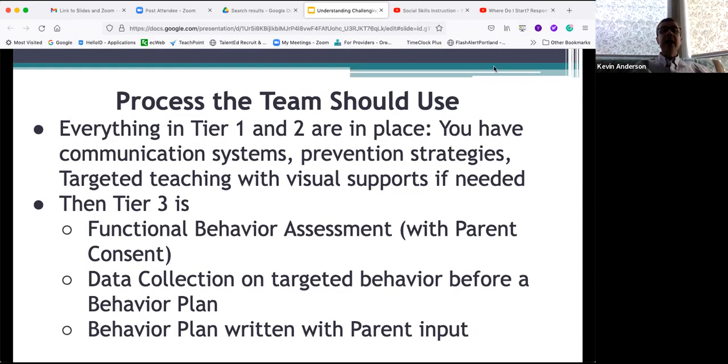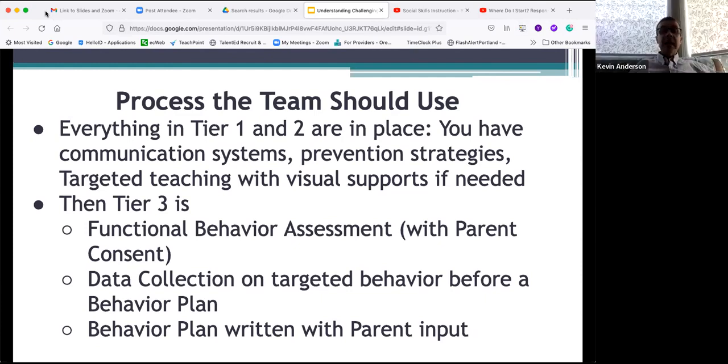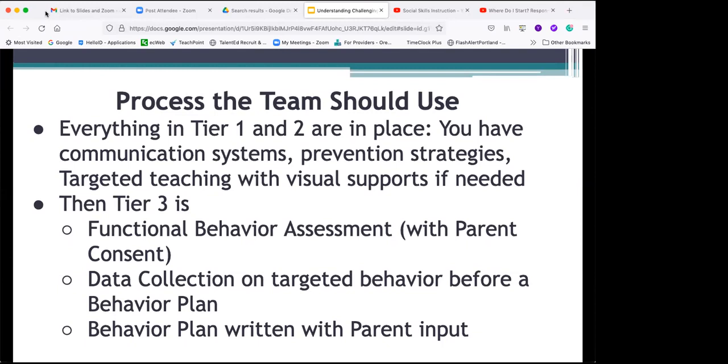What I will say is, if you do get to the point of needing an individualized plan for your child, you as a parent should know that if a school is going to conduct a functional behavior assessment, you may hear them refer to it as an FBA, but it is a functional behavior assessment. You as a parent need to be attending that meeting and giving consent for that assessment.